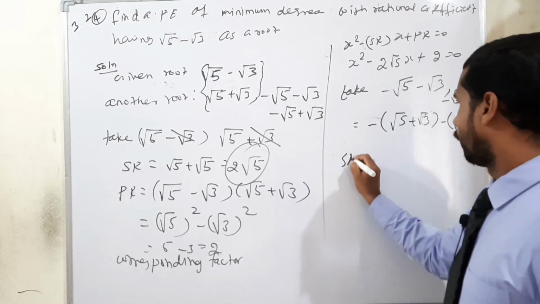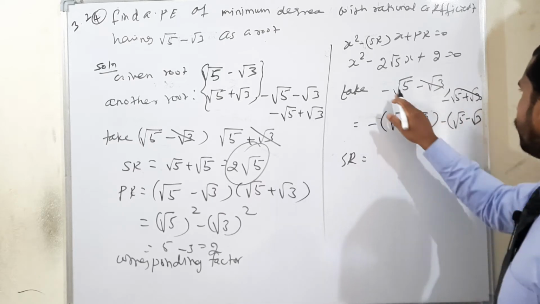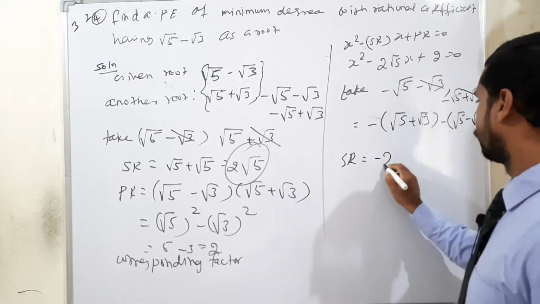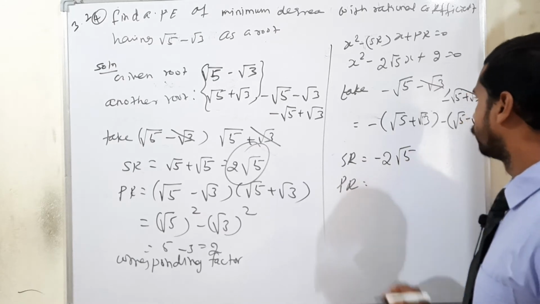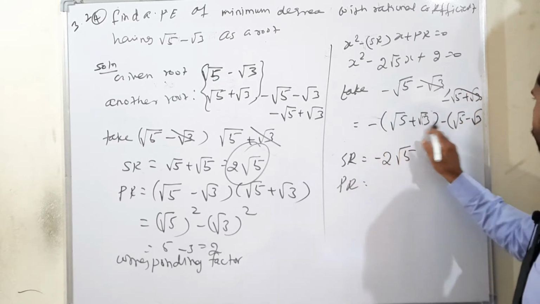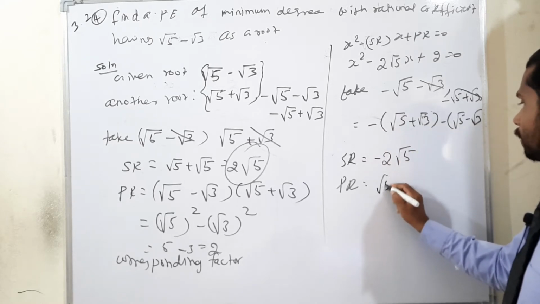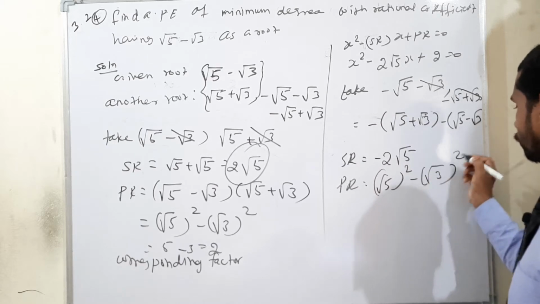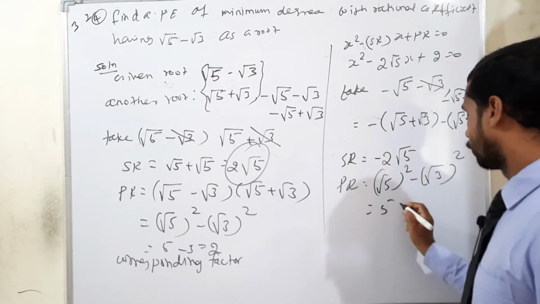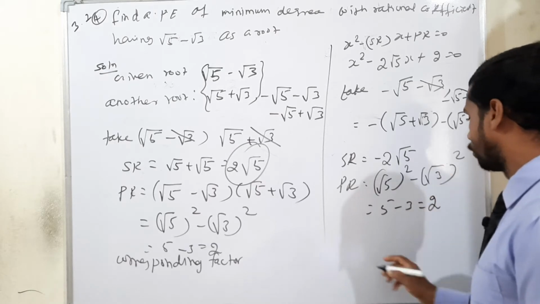Now we can apply the sum of the roots. Minus root 3 plus root 3 cancel, so minus root 5 minus root 5, and the answer will be minus 2 root 5. Then the product of the roots is definitely (a plus b)(a minus b). Minus into minus is plus, so root 5 the whole square minus root 3 the whole square. Root 5 squared is 5, root 3 squared is 3, so 5 minus 3 is equal to 2.